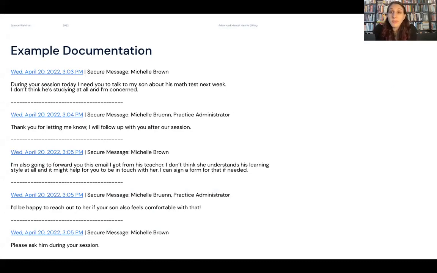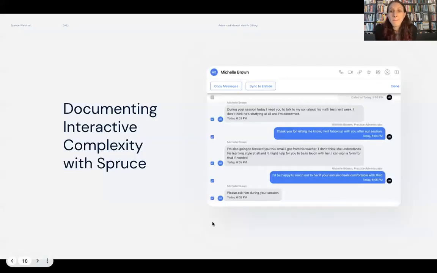Actually, Michelle, we've had several questions on how to copy and paste in a little bit more detail. So if you don't mind going back to the previous slide, I can explain how it works. If you're using Spruce, you can log in on your computer version of Spruce and select the patient. So Michelle Brown is the patient. Then you hover your mouse over any of the messages, and a little vertical three dots will show up to the right of the message from the patient. You'll click that and say, select messages.